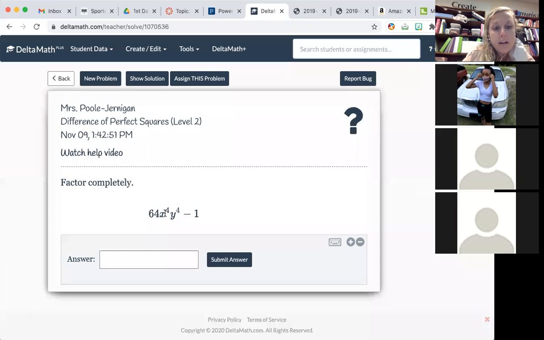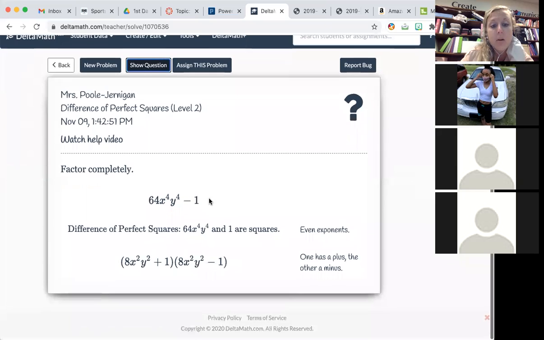For this one, same. Remember on the test tomorrow, it won't tell you it's a difference of perfect squares, but this one does say that. So what you want to check for: is it subtracting? Yes. And are they perfect squares? Is 64 a perfect square? Yeah. What about 1? Good. So let's see how they split it up.